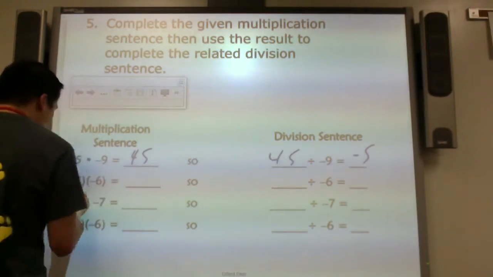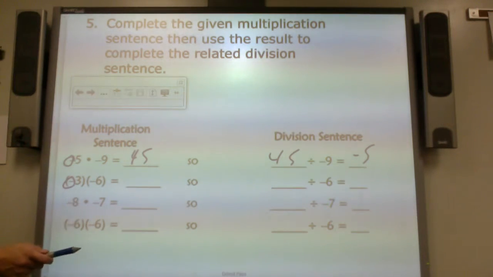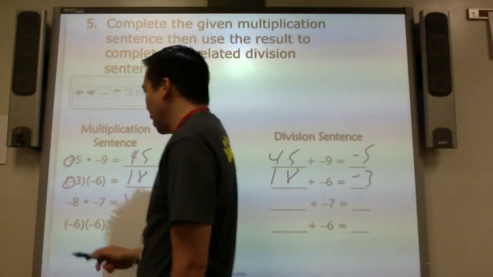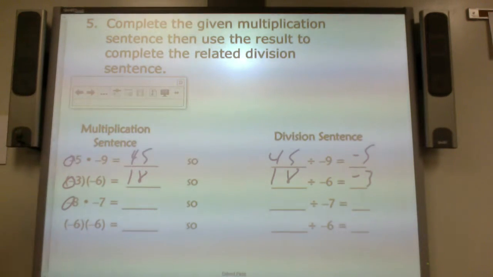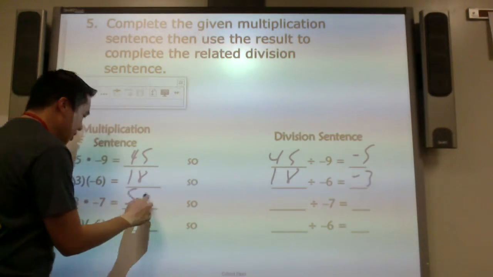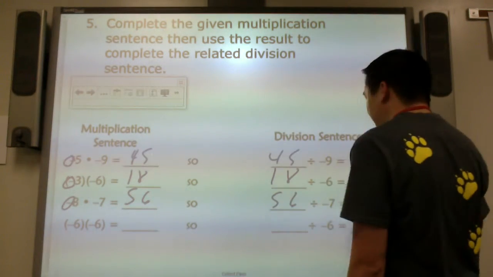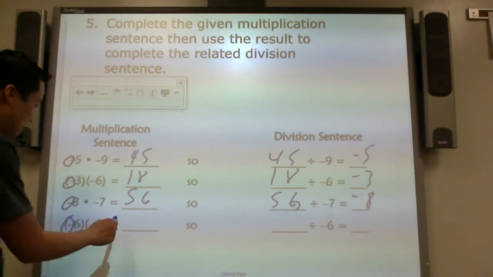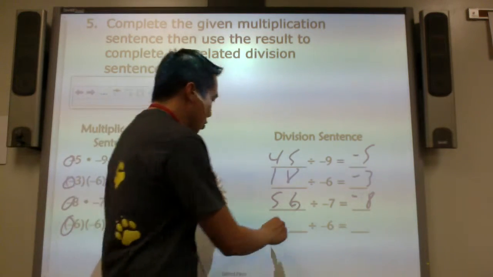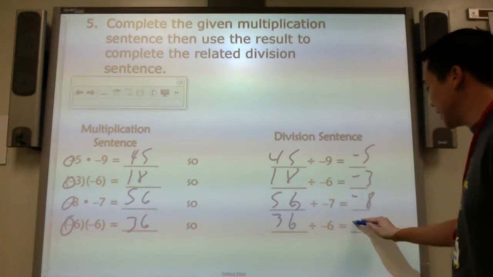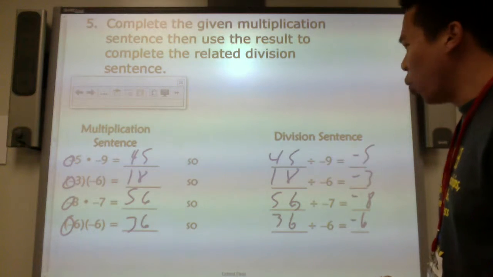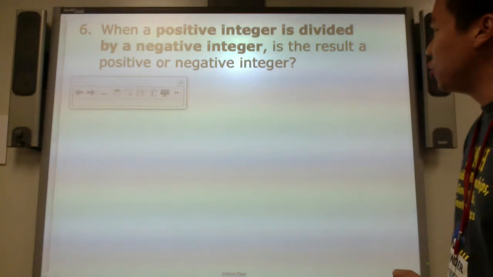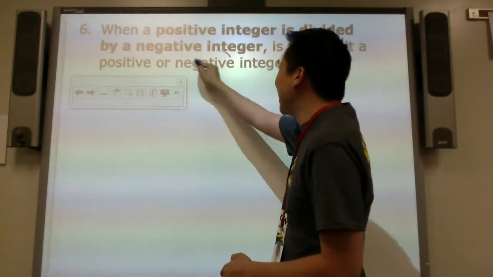The opposite of 3 groups of -6 is -18. Opposite is 18. So 18 divided by -6 is -3. The opposite of 8 groups of -7 is -56. Opposite is 56. So 56 divided by 7 is -8. The opposite of 6 groups of -6 is -36. So opposite is 36. So 36 divided by -6 is -6. So what can you tell me about this? When a positive is divided by a negative, what do you get? From what I can tell, we get another negative.